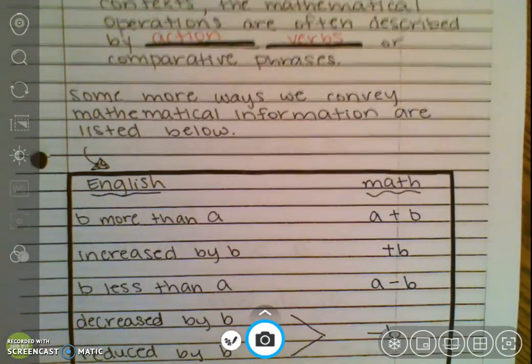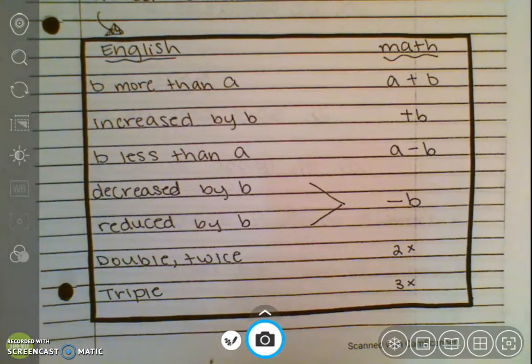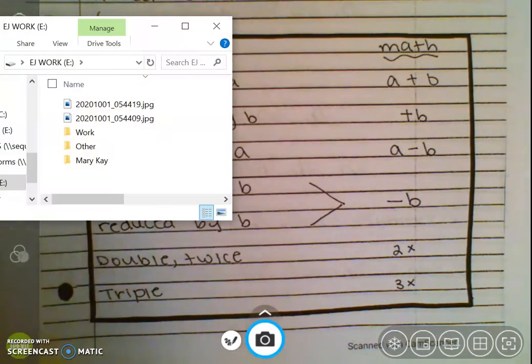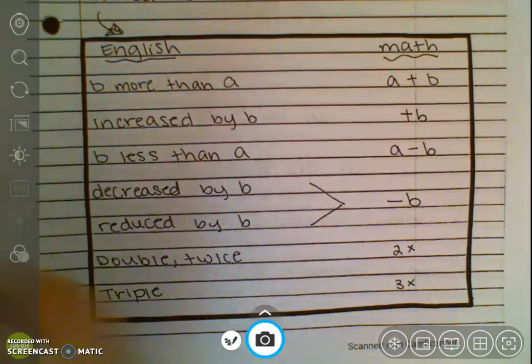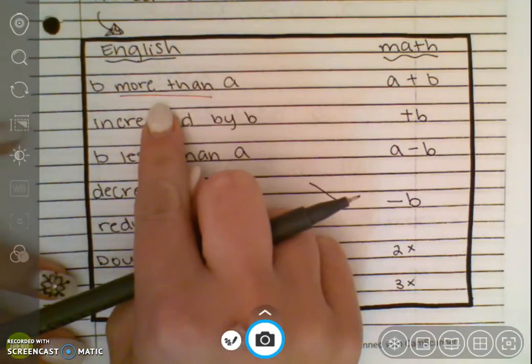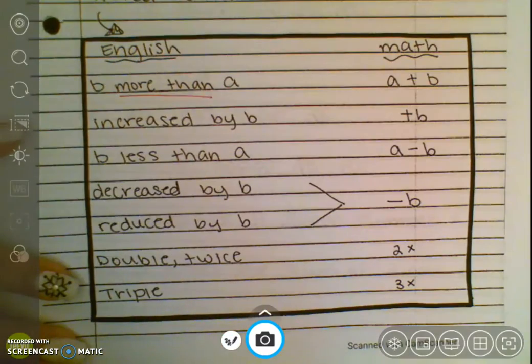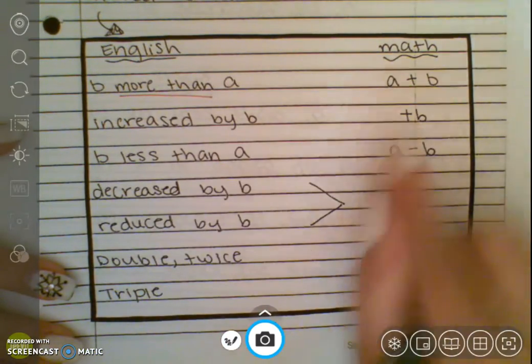So here is another chart with things you've probably seen. So B more than A, oops, sorry guys. B more than A. Again, more than is one of those words that makes you put the B part second. Just like less than, you switch it. So increased by is plus B.